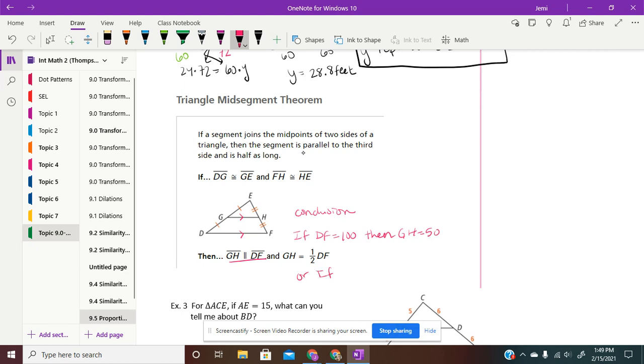Or if I told you GH was 20, 20 would be the short one, then you could tell me that DF is equal to 40.